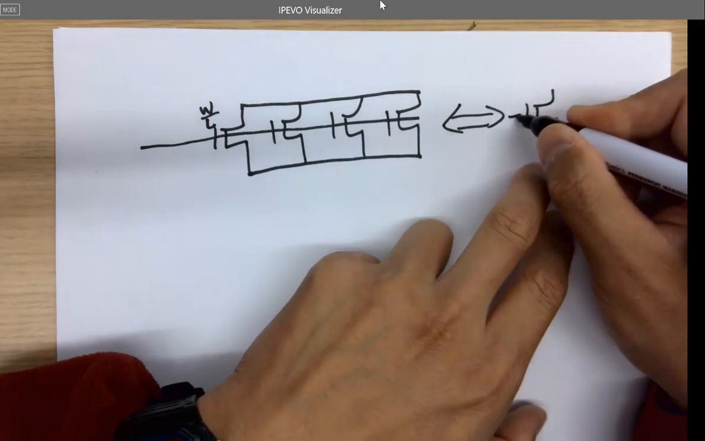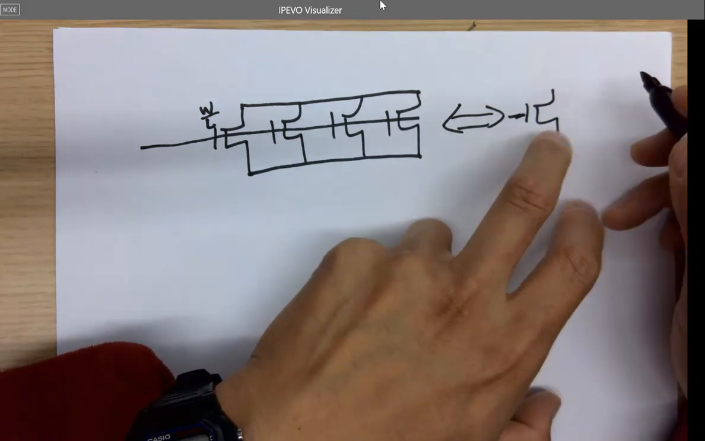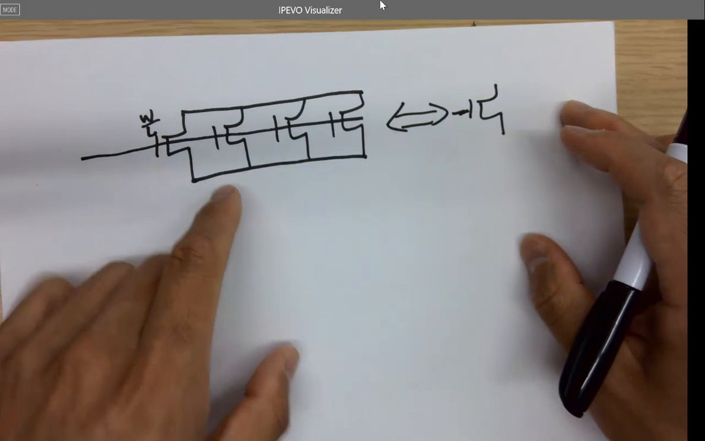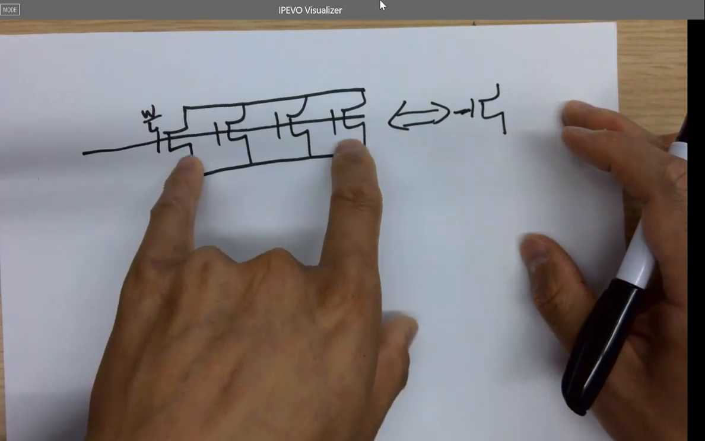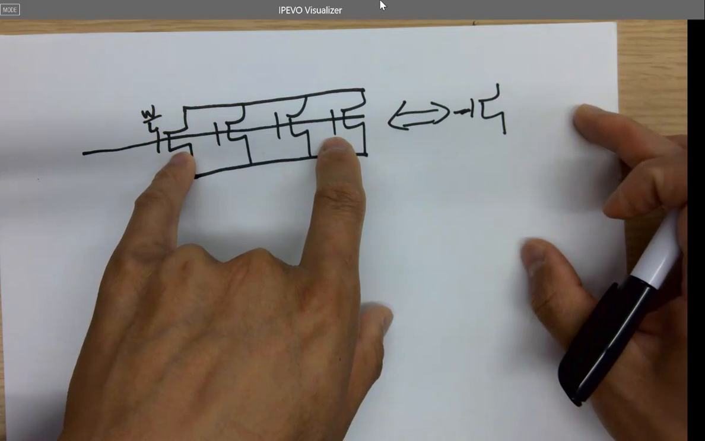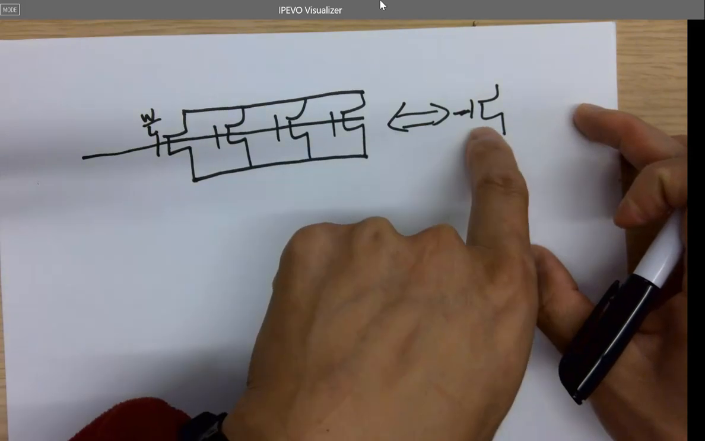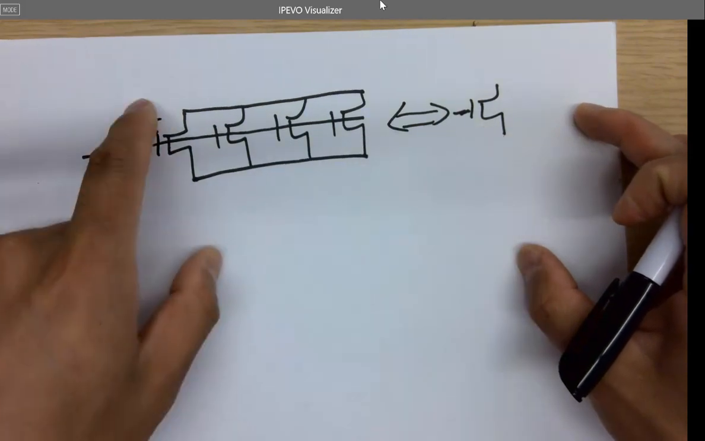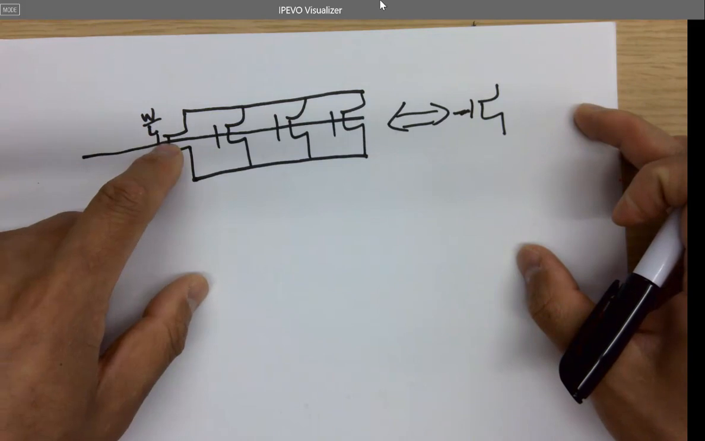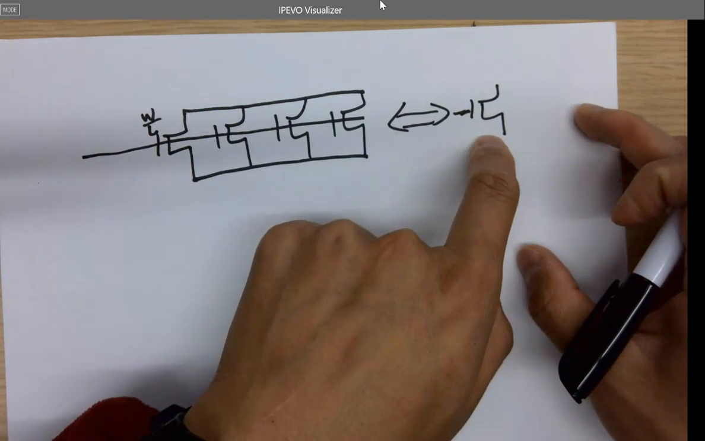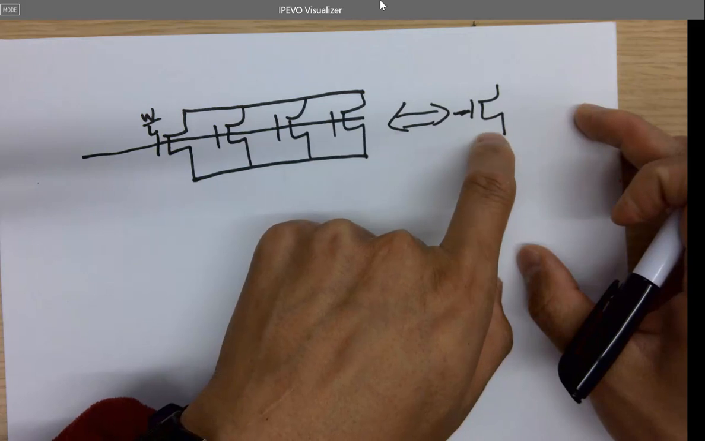So what is the width and length of this wider transistor? Actually in your layout, if you have 4 transistors laid out in this way, it's going to generate the same amount of current as if you draw a wider one. So if each one is W over L, then what's the equivalent one here, the width and length ratio?